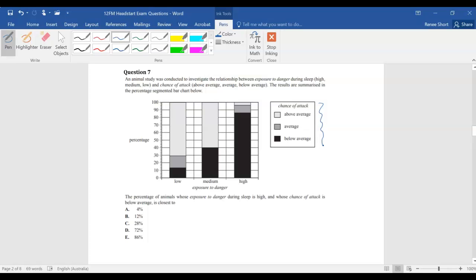So first of all, the question says the percentage of animals whose exposure to danger during sleep is high, which means we need to be looking at this column here, and whose chance of attack is below average. So it means I then need to look at the percentage of this darker number. Now, if I do look at that darker number, we can see here that it's in this 80 to 90% part. So my answer is going to be E here, 86%.